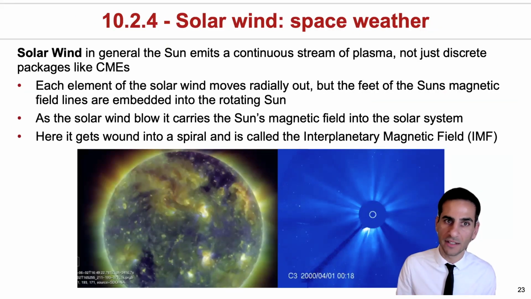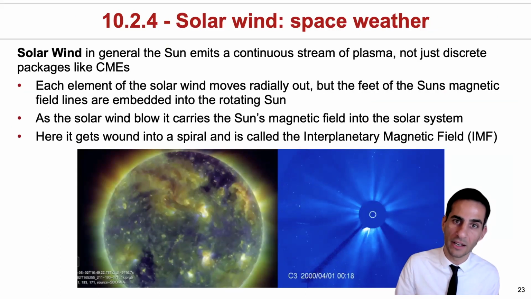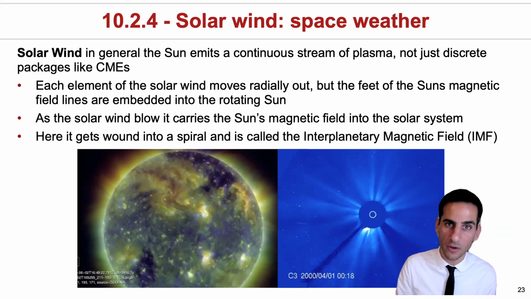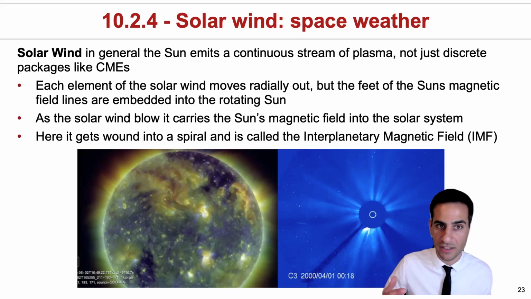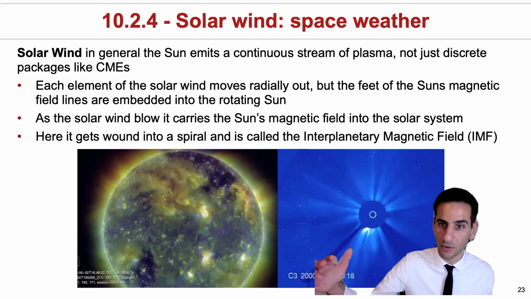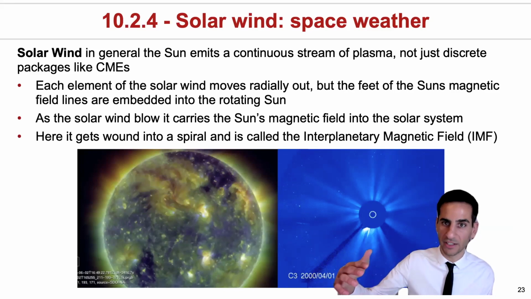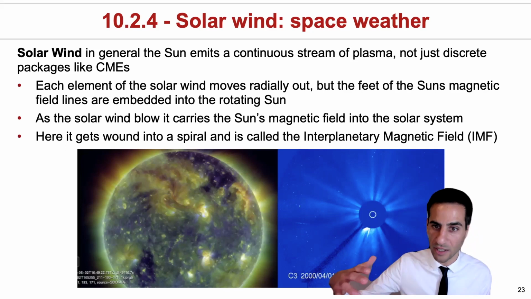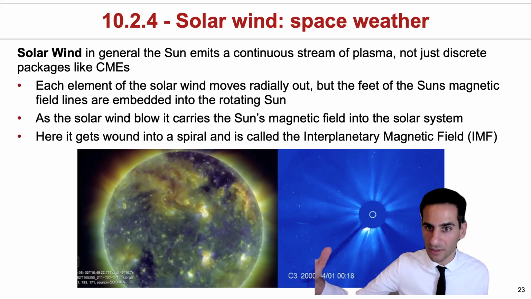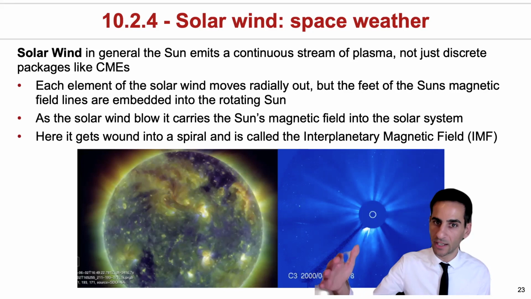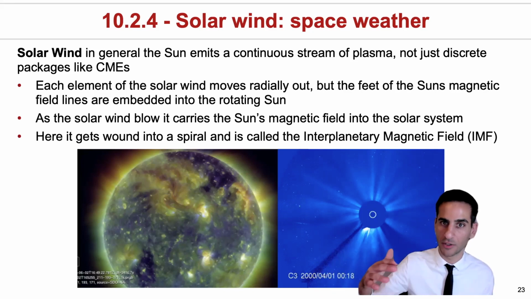On the other hand, the Sun is continuously emitting a stream of plasma, something we call solar wind. That's not just those discrete packages that we've seen and not just prominences. Solar wind is not as dangerous, and is also more continuous. As the solar wind blows, it carries the Sun's magnetic field into the solar system. And whenever the solar wind is stronger, it can drive the magnetic field of the Sun further outward into the solar system, versus when it's weak and it only extends a little bit closer to the Sun.